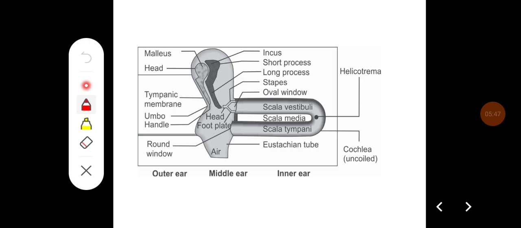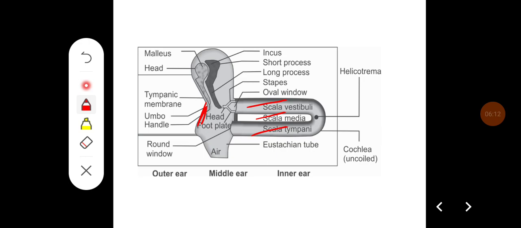So this diagram shows the middle ear and the inner ear. When the sound waves fall on the tympanic membrane, the ossicles vibrate and the vibration is transmitted to the inner ear through the oval window to the cochlea, and the cochlea has three parts: scala vestibuli, scala media, and scala tympani.